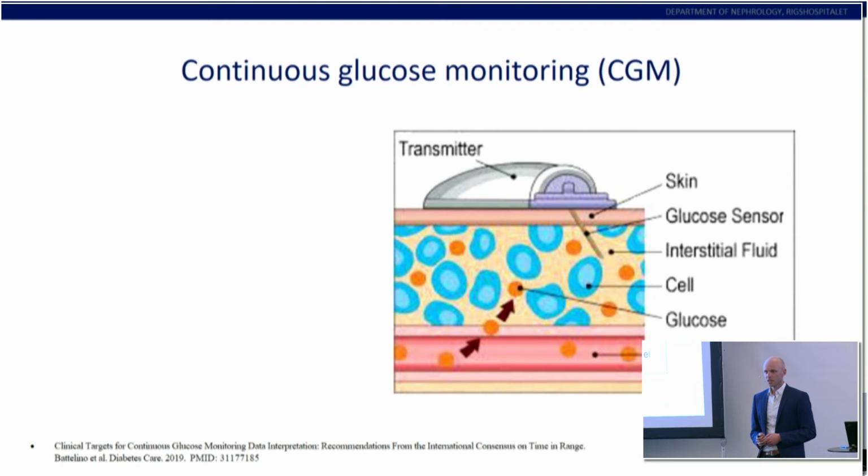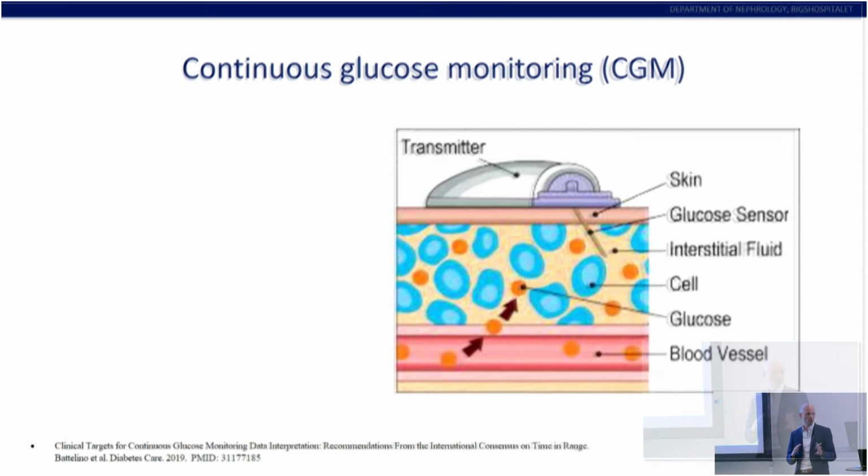So then we have continuous glucose monitoring, which has been around for something like 20 years. It basically works by an intradermal sensor. You have the device applied to the skin. It measures interstitial glucose that equilibrates with blood glucose within minutes. That is why it is a surrogate marker for blood glucose or plasma glucose.